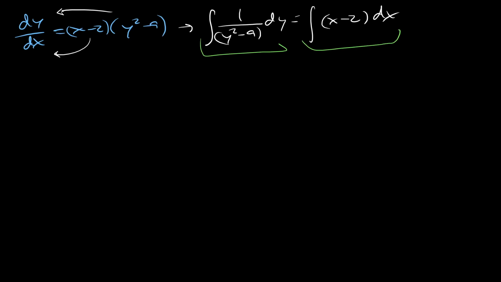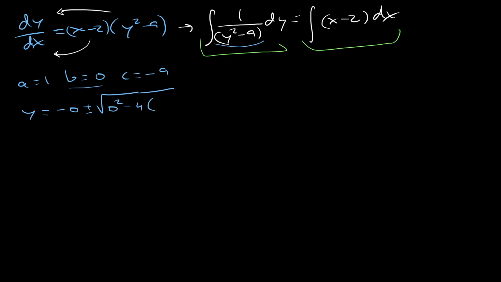For this one, we notice that we have y squared minus 9, so we need to separate this into the proper roots. So a is equal to 1, b is equal to 0 because we don't have anything else besides 9, so we're missing the middle term, which is b, so it's a 0. And c is equal to minus 9. So to get the roots, y is equal to minus b plus or minus the square root of b squared minus 4ac, where c in our case is minus 9, and all of this divided by 2 times a, which is just 2.